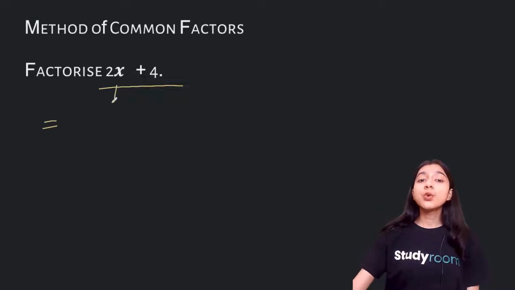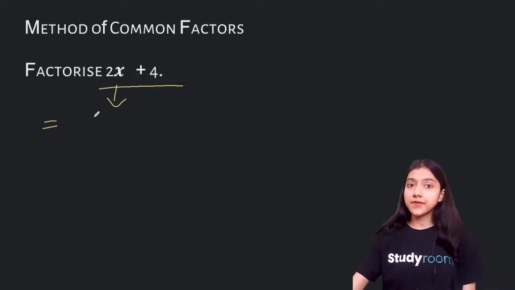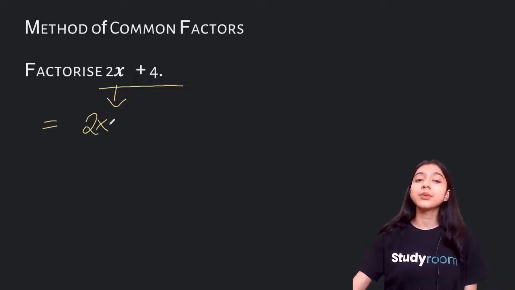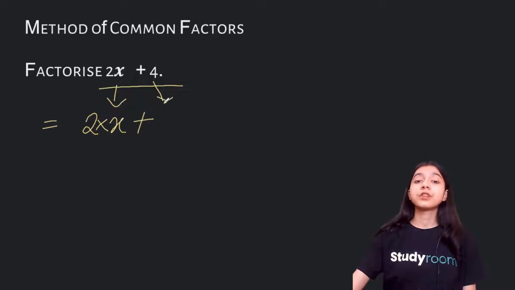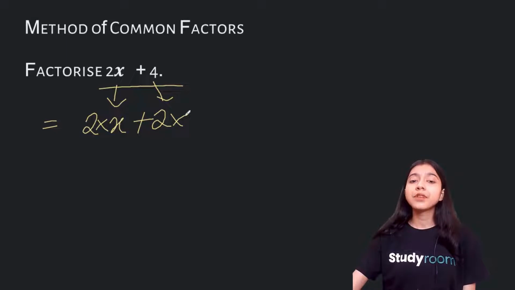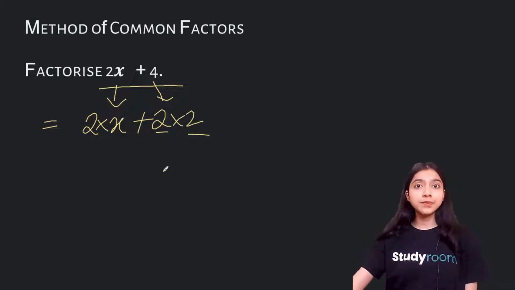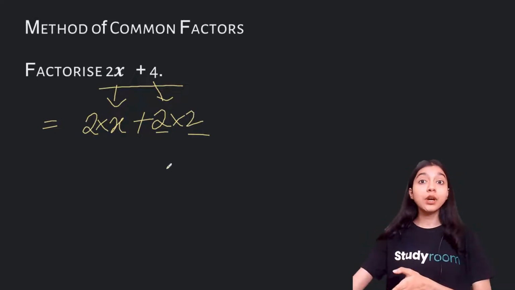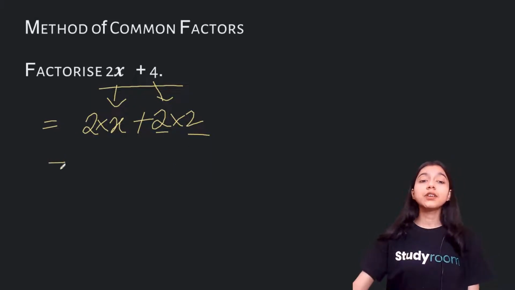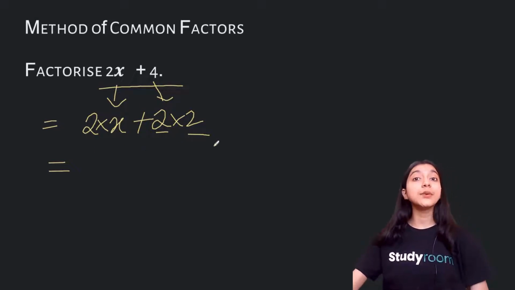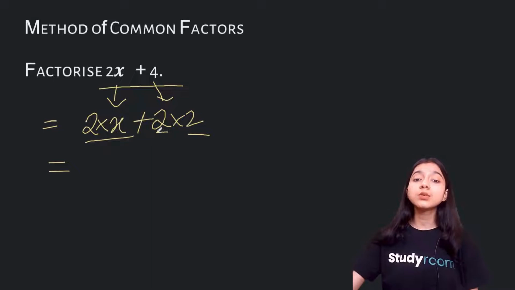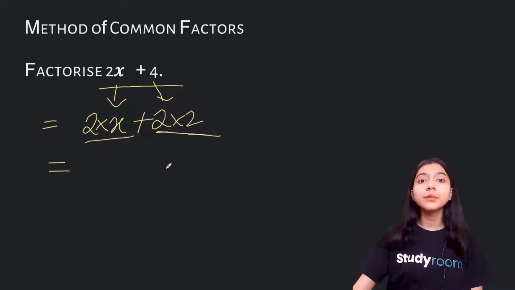Now, this 2x can be written as a product of its factors, that means 2 multiplied with x, plus. The second term of the algebraic expression is 4. Now, 4 can be written as 2 multiplied with 2. I think this is an irreducible form, 2 multiplied by 2, because it cannot be further reduced. Over here, what we have to observe is, from these two terms, we have 2 multiplied with x as the first term and 2 multiplied with 2 as the second term. From these two terms, we have to observe a common factor.